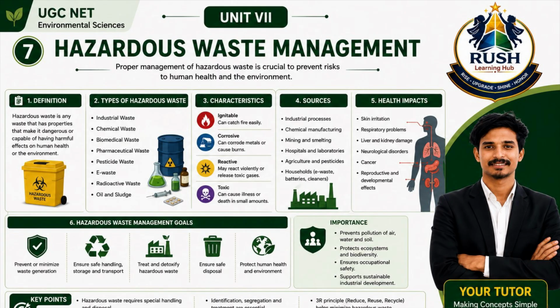The second characteristic is corrosivity. Corrosive wastes can corrode metals and damage living tissues. They usually have either a very low or a very high pH. Examples include sulfuric acid, hydrochloric acid, nitric acid, sodium hydroxide, and other strong acids and alkalis. Workers handling corrosive wastes must wear appropriate protective equipment because direct contact can cause severe burns.